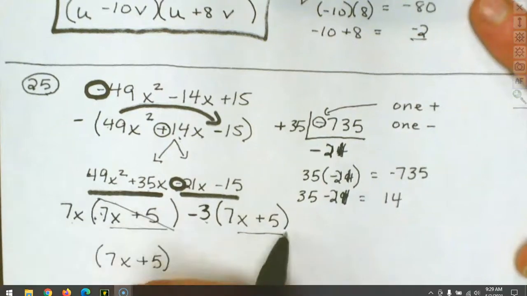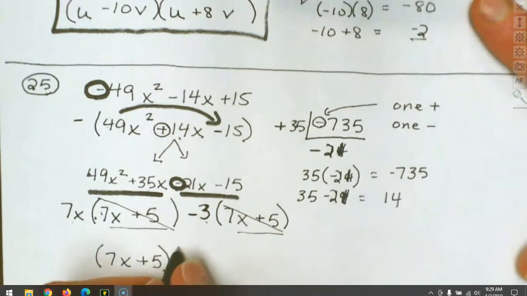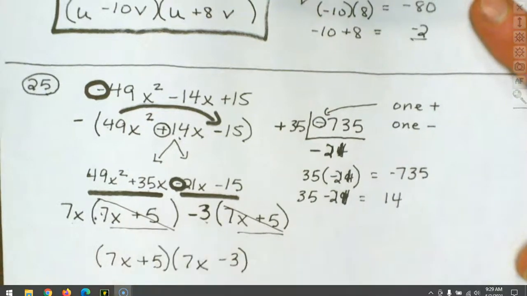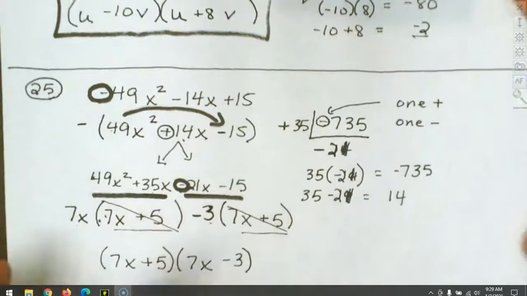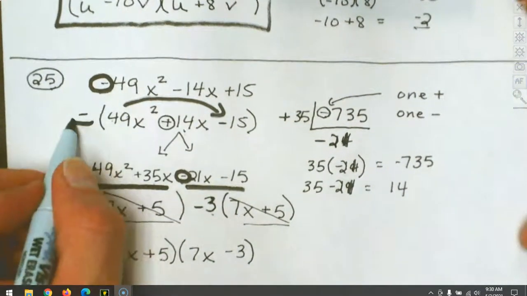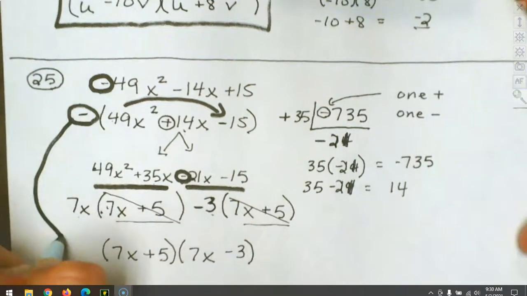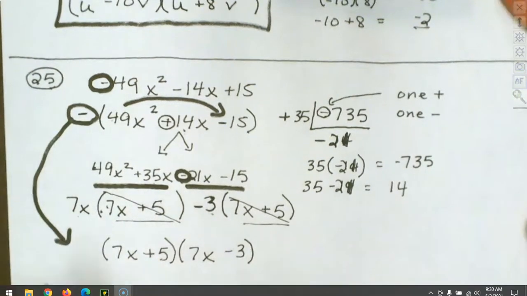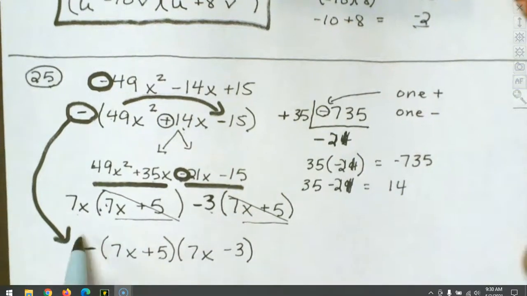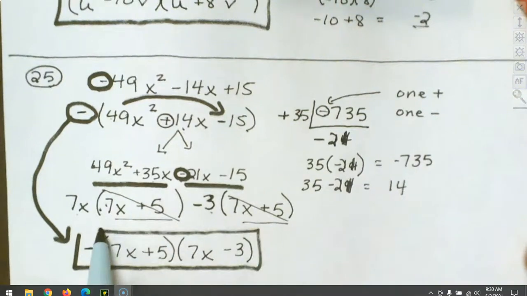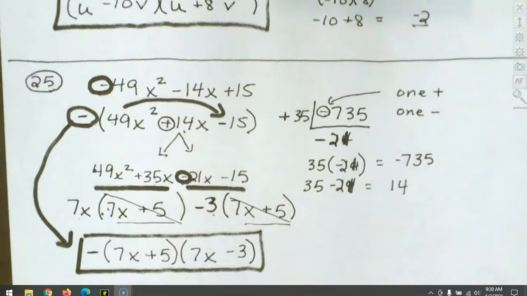Gone and gone. What's left over? 7x minus 3. Do not forget, what else do we have to bring down? So always go back and make sure you didn't factor something out. Now, we did factor out the negative. All that does is come down. And that is your fully factored, finished answer. And that is as far as you can possibly go.